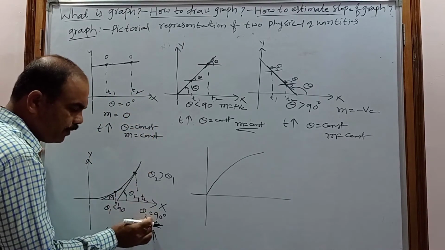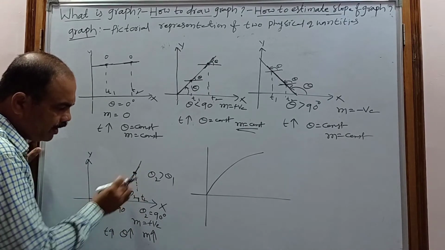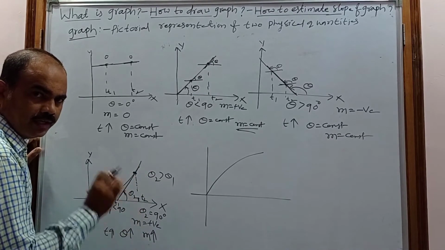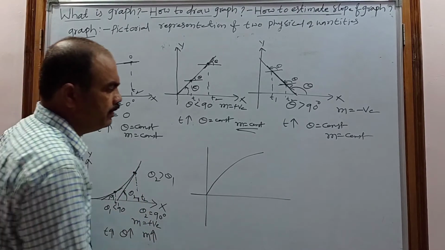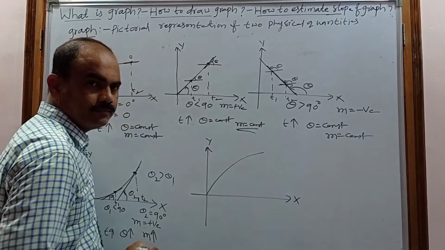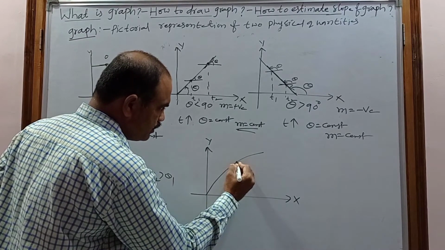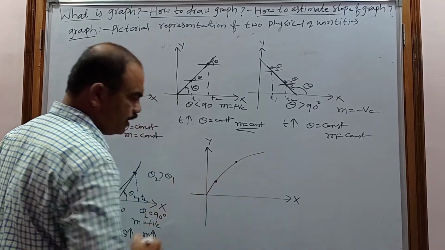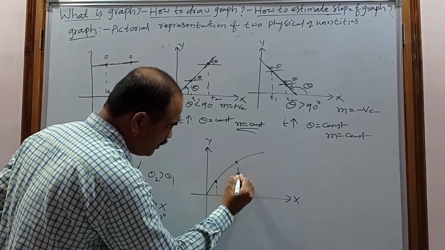So now it is positive, but when the time is changing, theta is also increasing, and the angle made by the tangent at different times also increases. That's why the slope of the graph also increases. Remember. Now come to this graph. This is the x-axis and this is the y-axis. Now again, to estimate the slope, select two points on the graph. This is the point at t1 time, this is the point at t2 time.